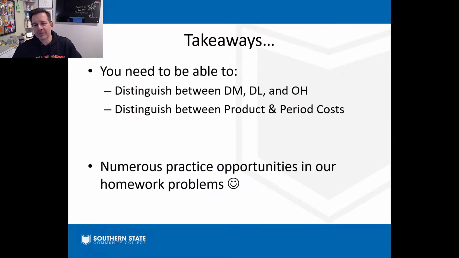So our takeaways from our video here. You need to be able to distinguish between direct material, direct labor, and overhead. You also need to understand the difference between product and period cost. And we kind of went through that in 15 minutes. And so if you're a little bit scared, like, I don't know if I got it down yet, don't worry. You'll have plenty of opportunities to practice in our homework problems on Cengage. And I'm going to give you unlimited check your works. And so you're going to have plenty of opportunities to get down what you need to get down.